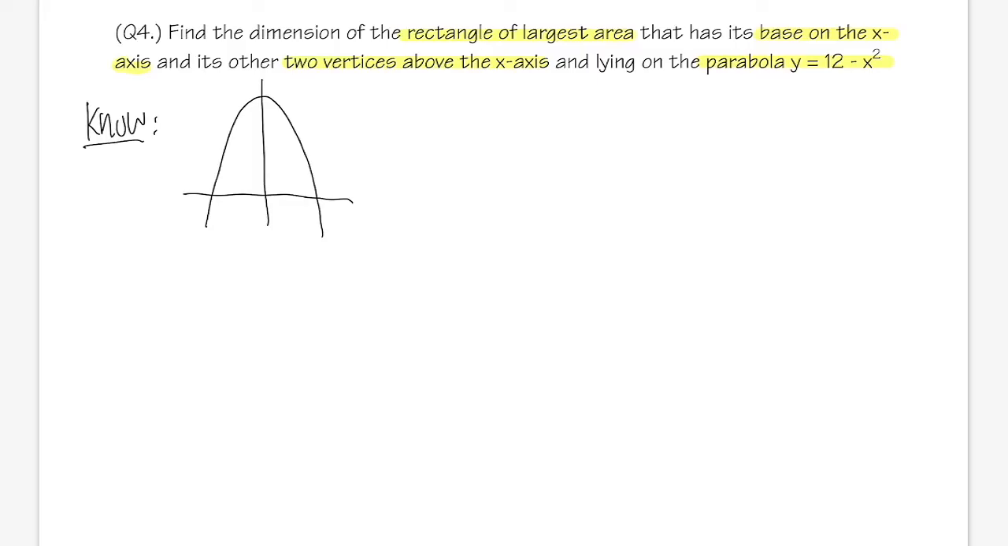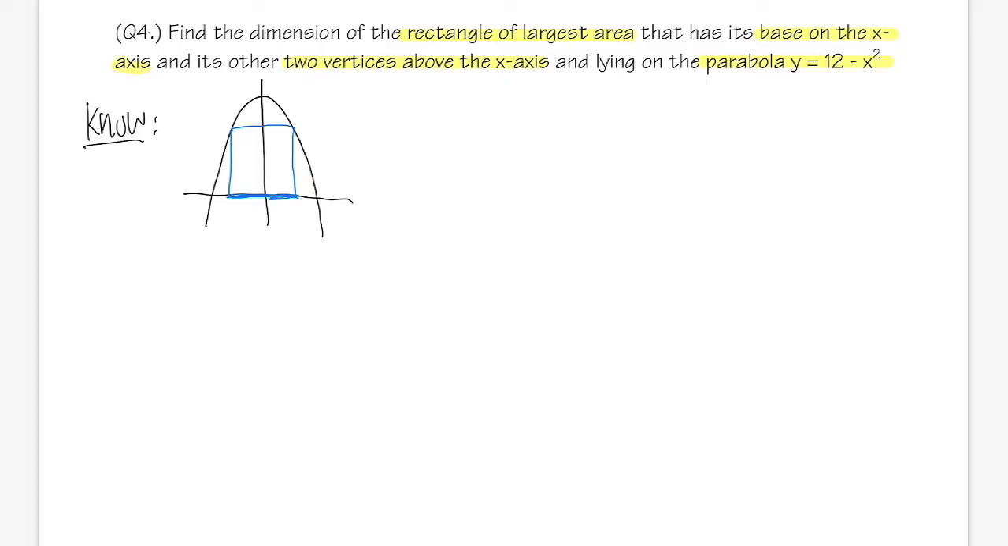We want a rectangle, and it says the base is on the x-axis, so it will look like this. The two other vertices are above the x-axis and lying on the parabola, so we should just go up like this. But here's the deal: if I drew the rectangle like this, the blue one and the red one will have different areas. So we are trying to see how to draw it so that the area of the rectangle is the biggest.